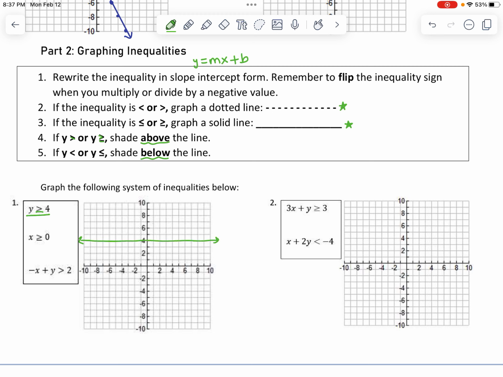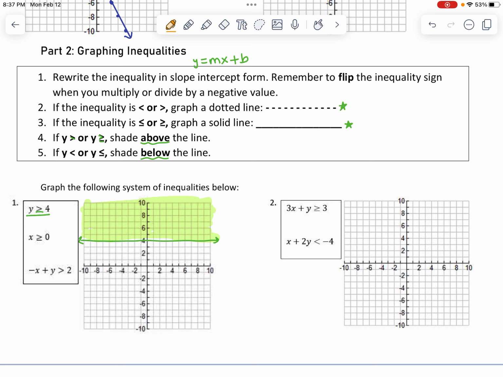There's the line y equals 4. Now we want to shade. This says y is greater than or equal to 4, which means we are going to shade above the line. So we will shade everything above this line right here. So definitely be a good unit to break out your colored pencils. And there's the first one.